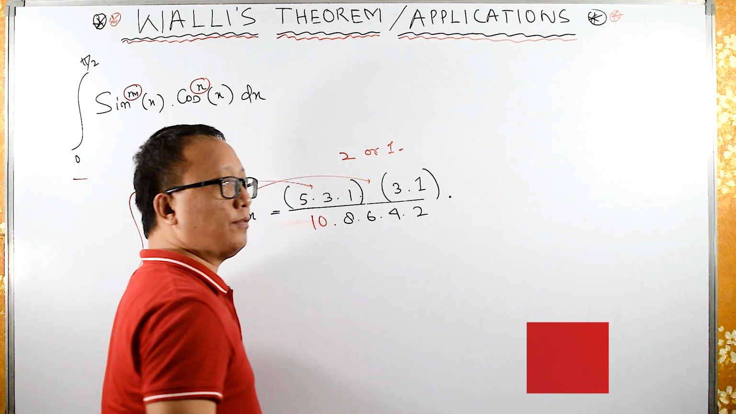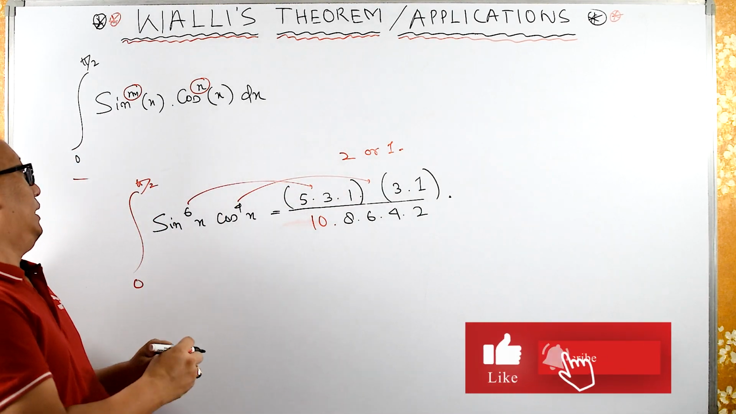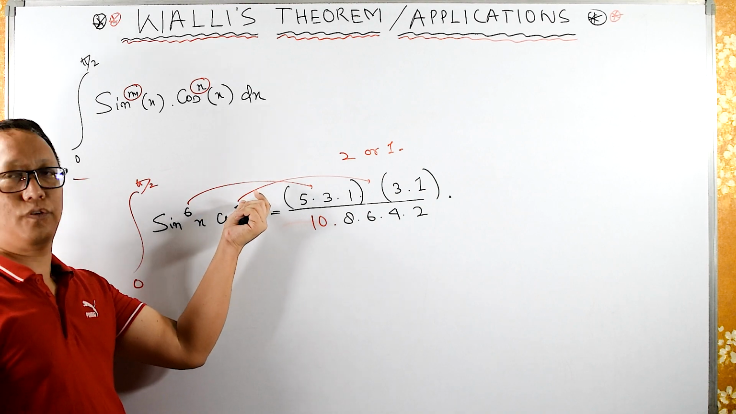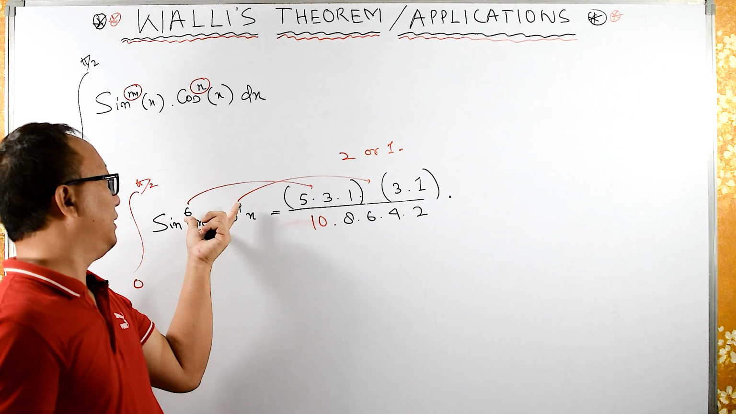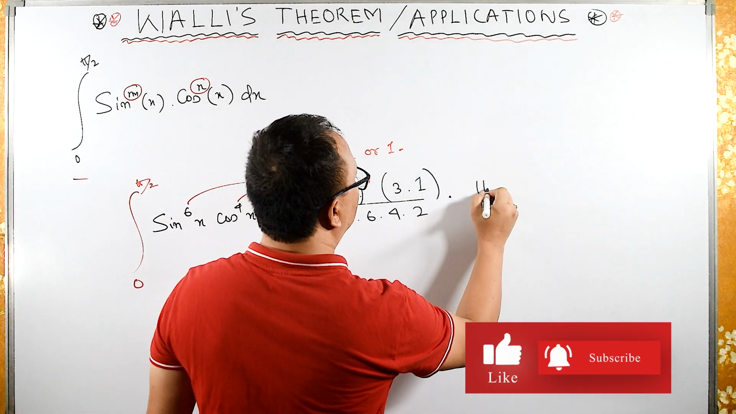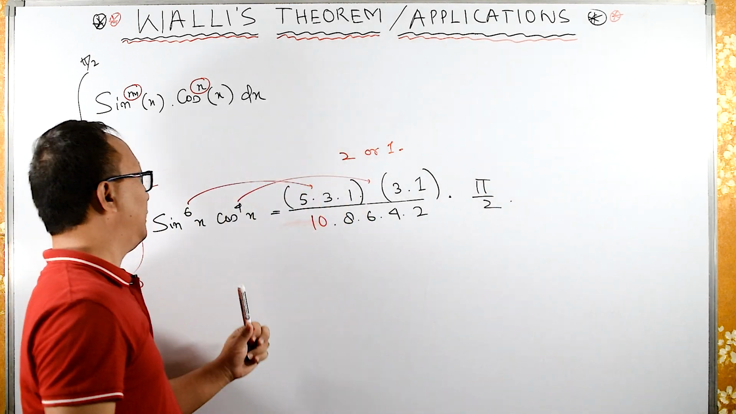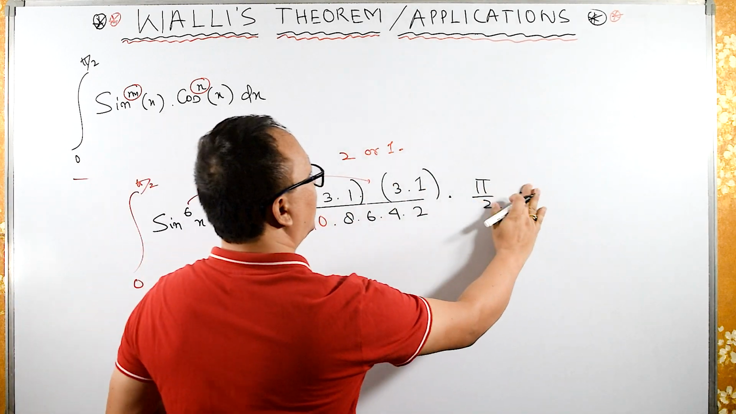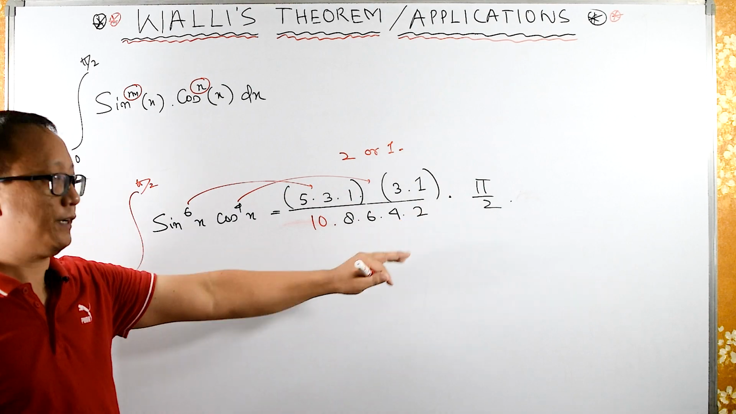Now the main part is over here. If the indices of sine as well as the indices of cos are both even, then we have to multiply by pi by 2. This is the answer. Now these are all products, you can solve them very easily.